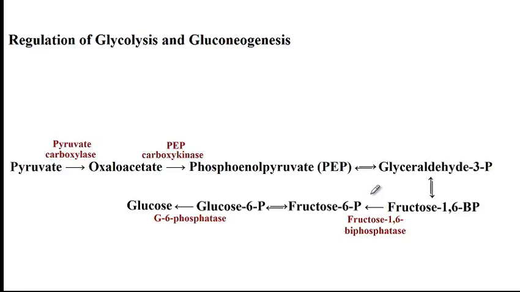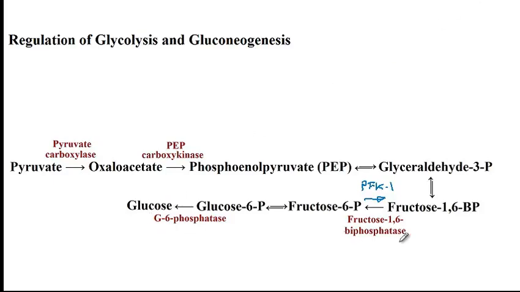It was the phosphofructokinase 1, which was converting fructose 6-phosphate into fructose 1,6-bisphosphate. So this reaction here, phosphofructokinase 1, was the rate limiting enzyme, and this is not reversible, and so we have to use the fructose 1,6-bisphosphatase. And then the final reaction is glucose 6-phosphatase to convert the glucose 6-phosphate back to the glucose.